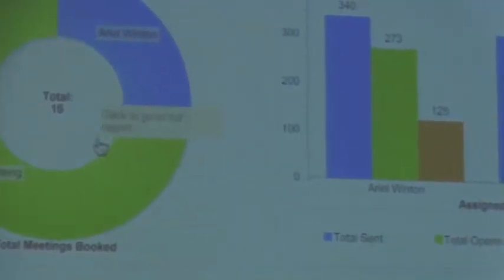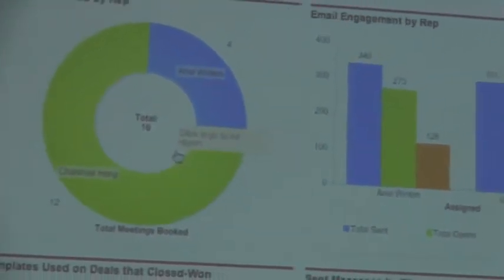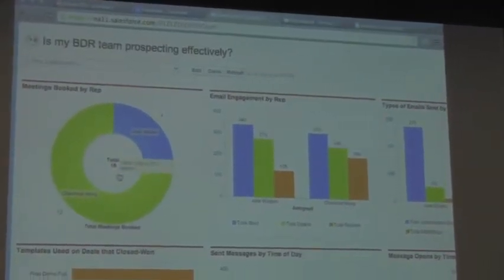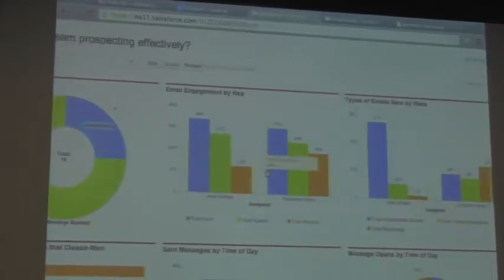Just very simple meetings booked by rep. That's something that I forgot to mention in the demo. We also integrate with Google Calendar, so any calendar events created get synced into Salesforce the same way that the emails do. So you can just keep track of how many meetings your reps are booking, nice and easy. Email engagement by rep, this is a pretty interesting one.